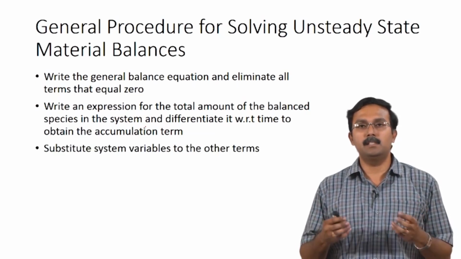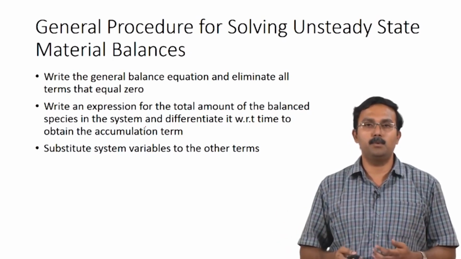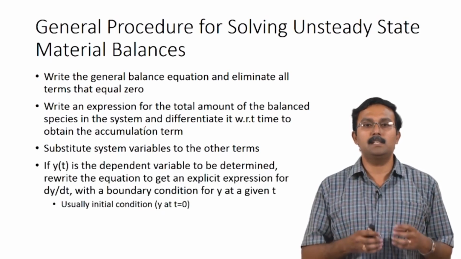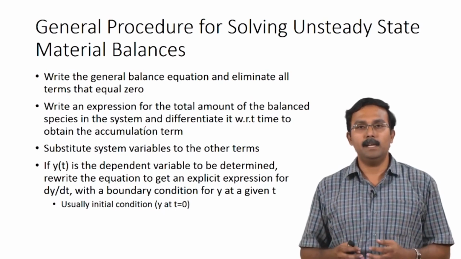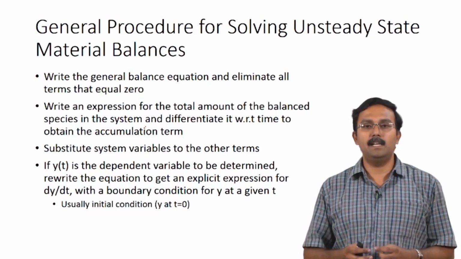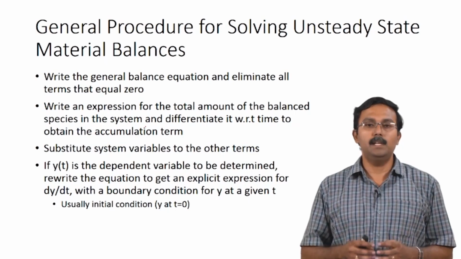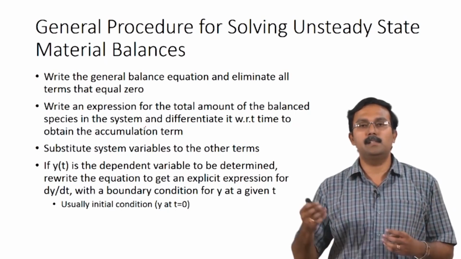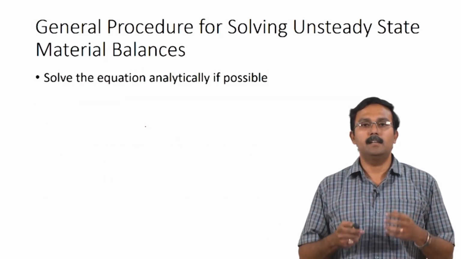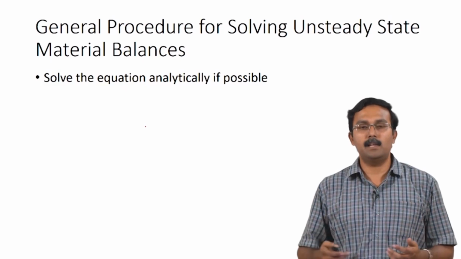You are asked to substitute the system variables to the other terms, basically the input, output, generation and consumption terms need to be substituted based on information which is available. If there is a function of time, if something is actually y of t, a dependent variable to be determined, then you rewrite the equation to get an explicit expression for dy by dt with a boundary condition for y at given t. So, usually an initial condition, which is y equals something at t equals 0, is provided to you. Then the last step is to solve the equation analytically if possible. If not, you would use numerical methods to solve it.